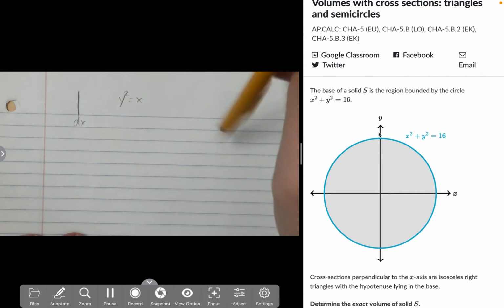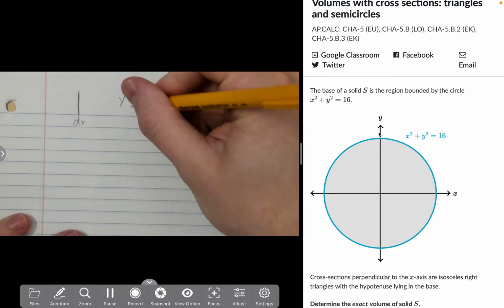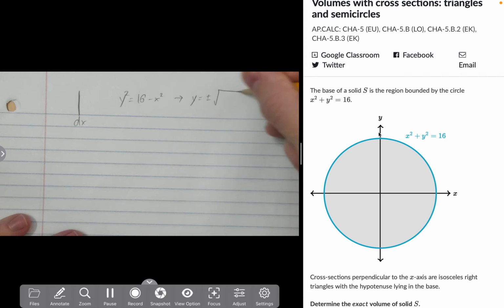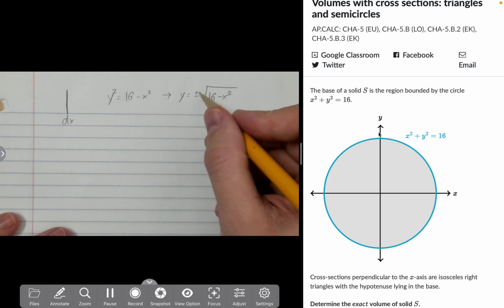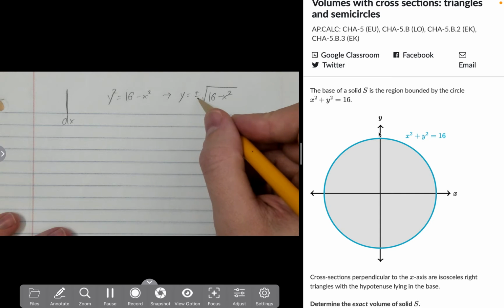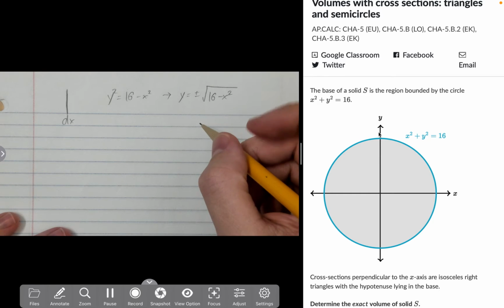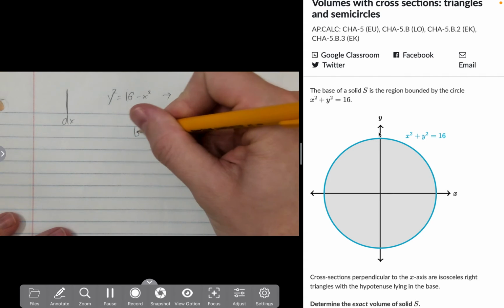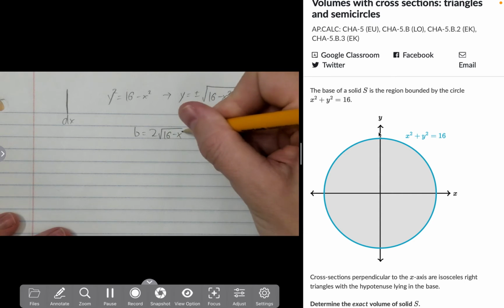Since this is a dx integral, let's first take that implicit relation and solve for y. So we get plus or minus the square root of 16 minus x squared. And so the thing is, we actually do have two functions here. F, or the higher function, is the positive root of this, and g would be the negative root. What's special about that is that the entire base is simply 2 of those square rooted values.